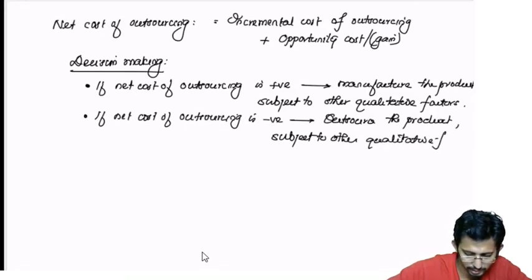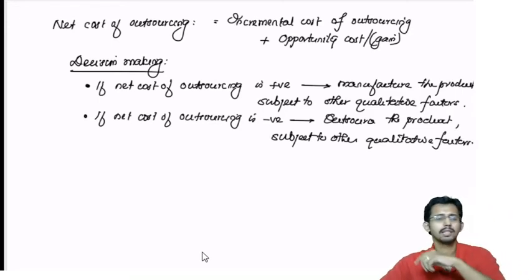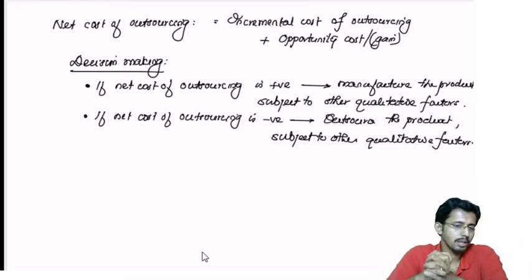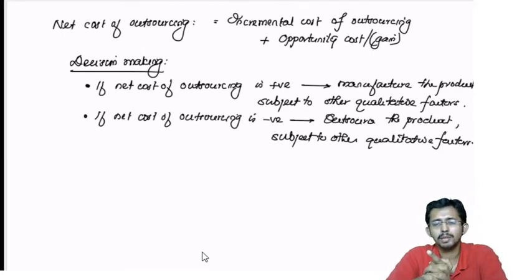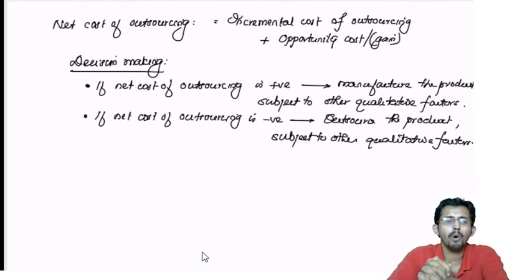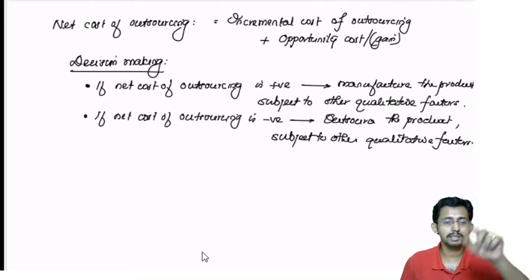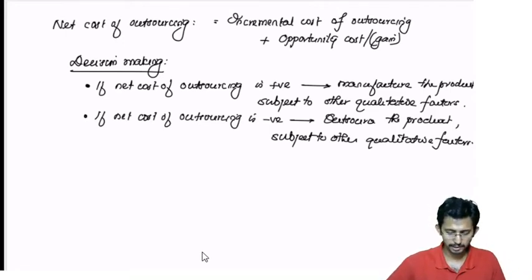What do you mean by other qualitative factors? See, this decision, that is incremental cost of outsourcing plus opportunity cost, is purely from a financial perspective. But when you take a decision for outsourcing a particular product, you have to consider the financial perspective, but you should also consider non-financial perspectives. Such non-financial perspectives may also warrant a decision with respect to outsourcing or manufacturing. So the conclusion is that you will have to take a decision based on this, but subject to the qualitative factors. Is it clear? Okay.